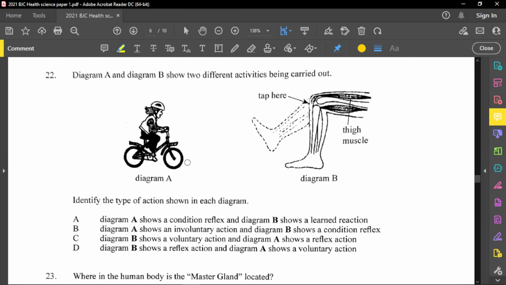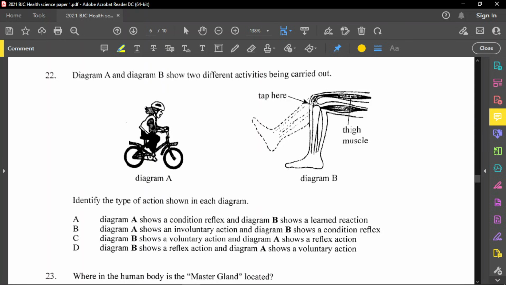So here, in diagram A, the person is riding a bike, and then in diagram B, a tap was made at the knee, and they notice the leg jerk and move into this position. All right, so identify the type of action shown in each diagram. If a girl is riding her bike, she's deciding to ride the bike, so that is a voluntary action. And then in diagram B, that's how you test a person's reflex, so that is what we call a reflex action.